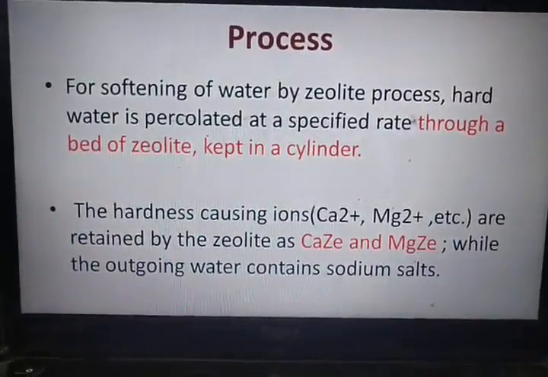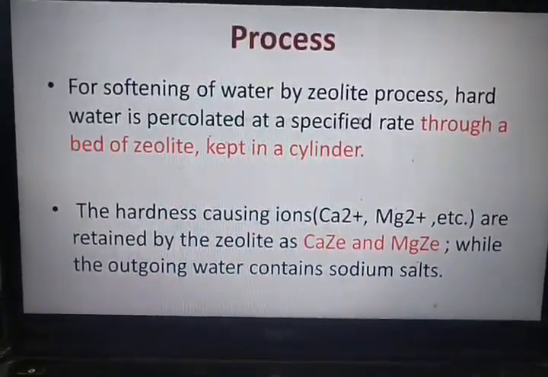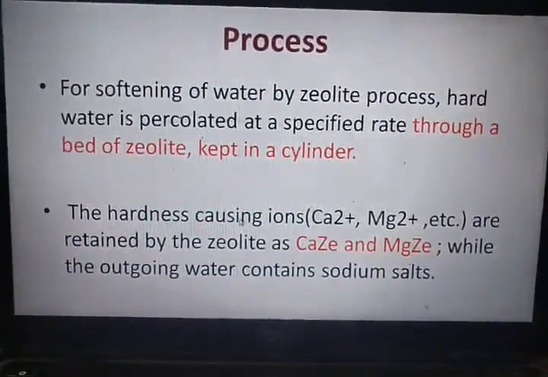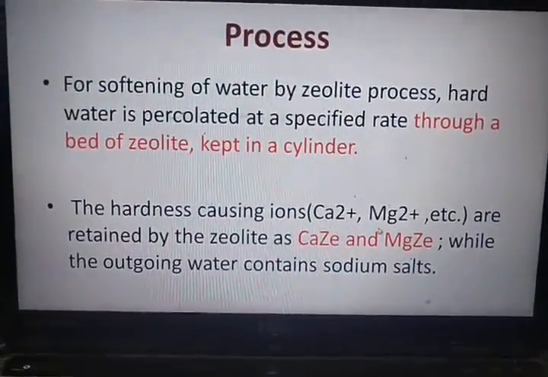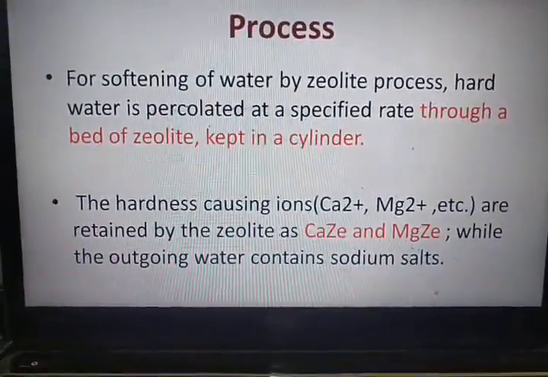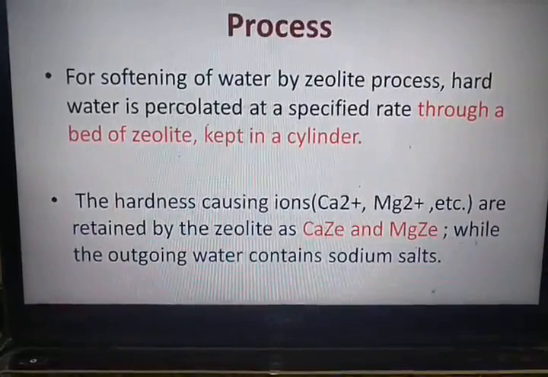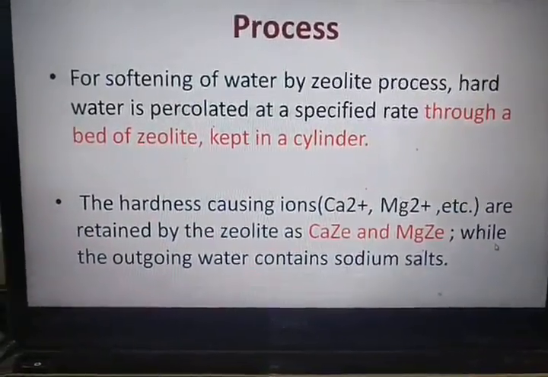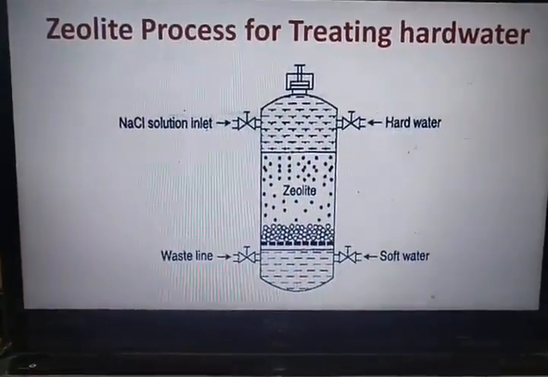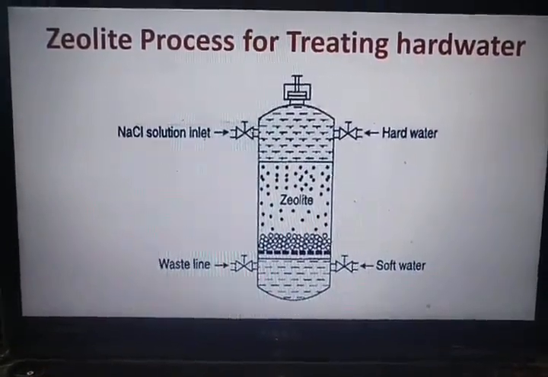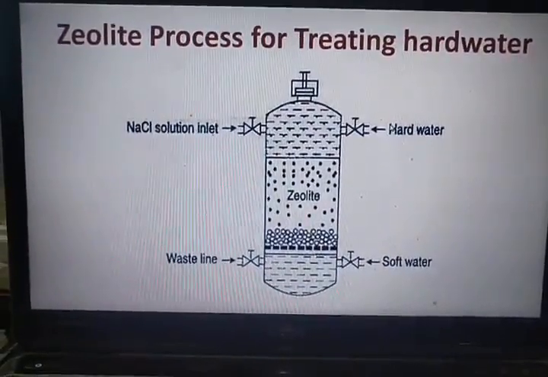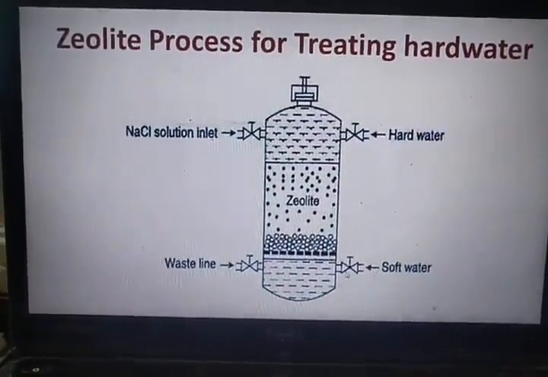This is the process of softening of the water. For softening of the water by the zeolite process, hard water is percolated at a specified rate through a bed of zeolite kept in a cylinder. The hardness causing ions, that is the divalent ions of calcium and magnesium, are retained by the zeolite as CaZe and MgZe, that is calcium zeolite and magnesium zeolite, while the outgoing water contains the sodium salt. So this is the process of zeolite softening of the water. This is the bed of zeolite through which the water is passed, this is the inlet of the hard water, and this is the outlet of the softened water.